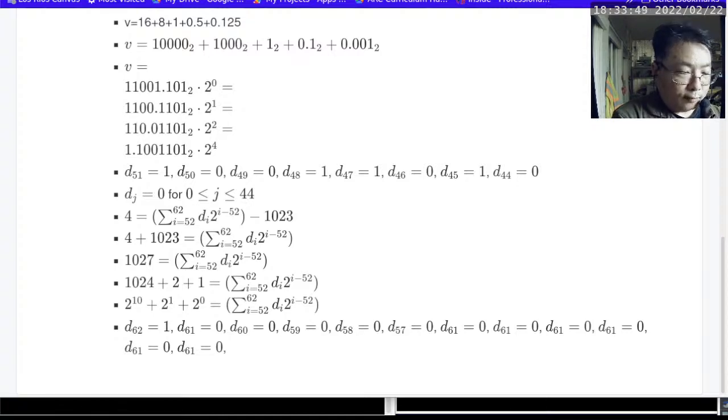57, 56, 55, 54. Finally we got to 53. This is going to be a 1. And then 52 is going to be a 1 too, and that's it. Okay, I just pasted one time too many. Cool.